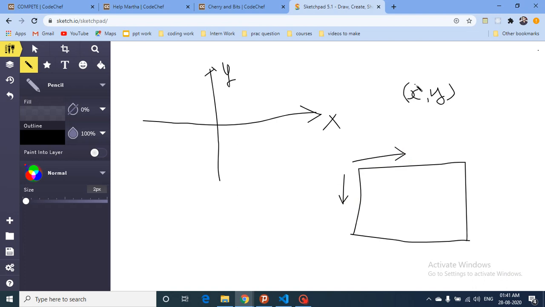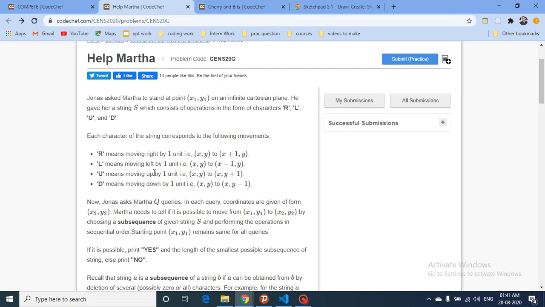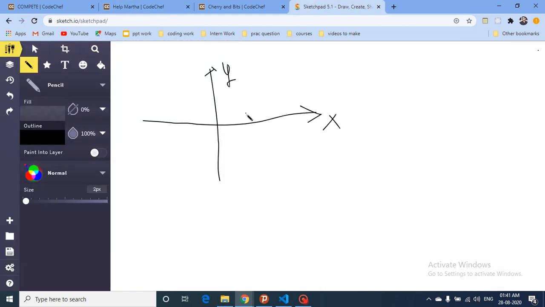So always first see in coordinate questions what coordinate system you are given, because I got confused. In this question the coordinate system given is not according to the matrix, it is according to the mathematical coordinate system. So R means you are moving right, then left, up, down, and y is in the up direction and x is in this direction.